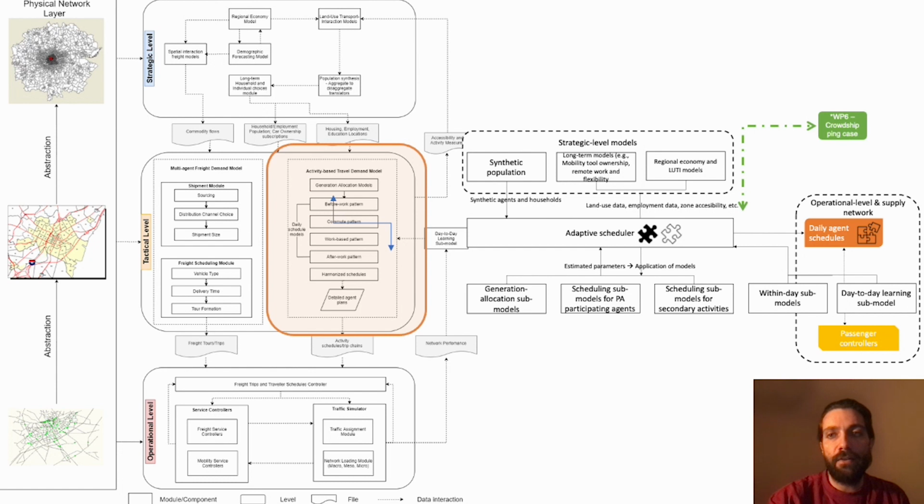The core of the activity-based model is a software component we call the adaptive scheduler. This is a component written in R, which essentially applies the parameters estimated in the models to a synthetic population, which is generated at the strategic level. This way, step by step, like puzzle pieces, we fit together all the different activities and travel of the agents on a daily basis, and then even do adaptive scheduling of the activities and the trips in order to derive the final agent schedule, which is the main output of the tactical passenger simulator.